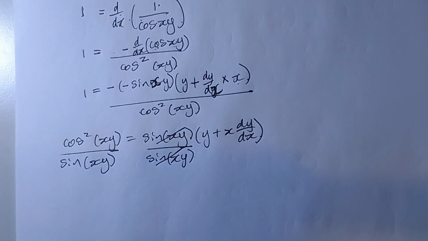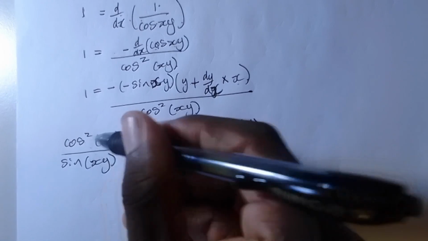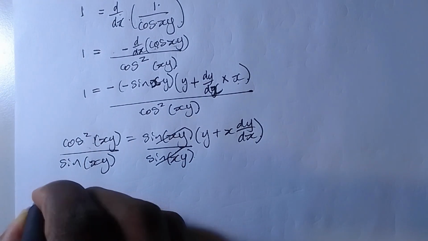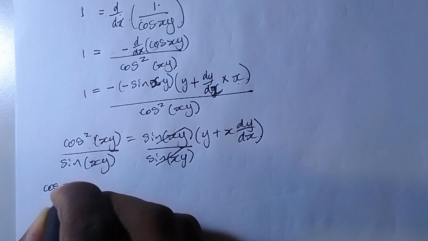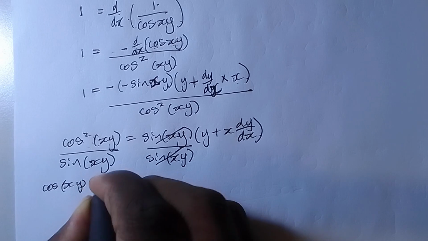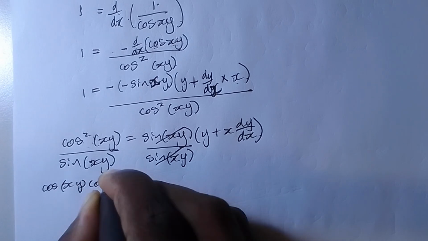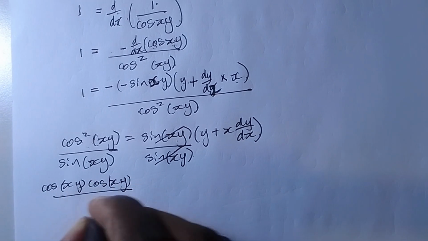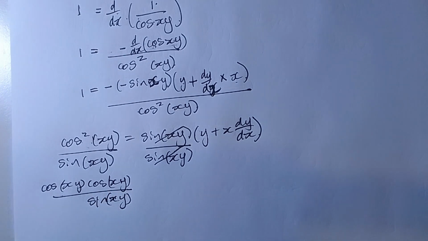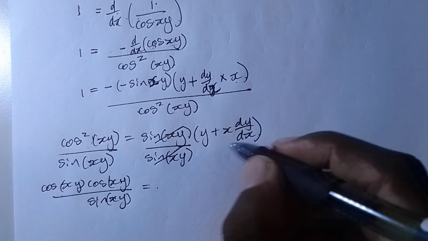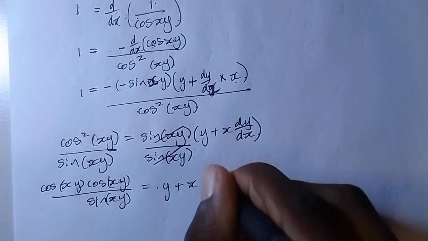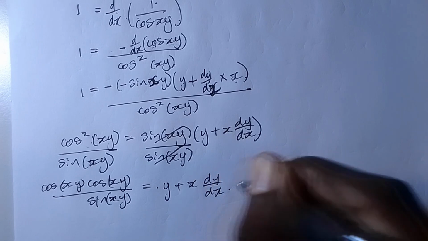This will cancel with that. And this, we know we have cos xy times cos xy divided by sine xy is equal to, this is just y plus x dy on dx.